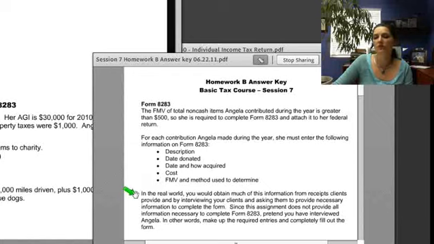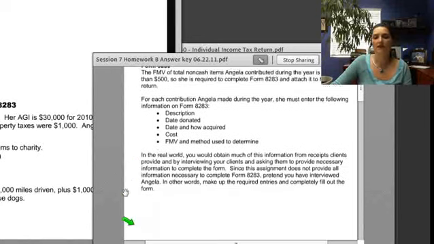Now, in the real world, you would obtain much of this information from receipts that the clients bring you and by interviewing your clients and asking them to provide necessary information to complete the form. Since this assignment does not provide all of the information necessary to complete the Form 8283, we wanted you to just pretend that you've interviewed Angela and make up some numbers and put them in there.